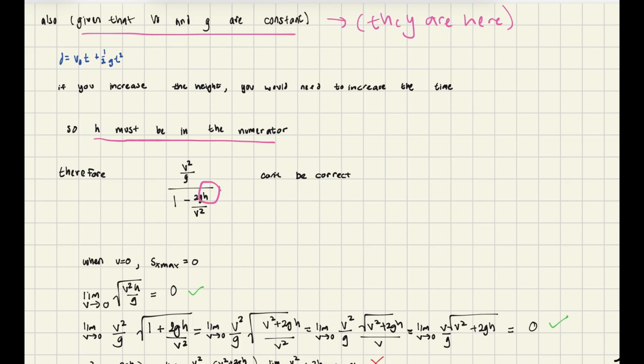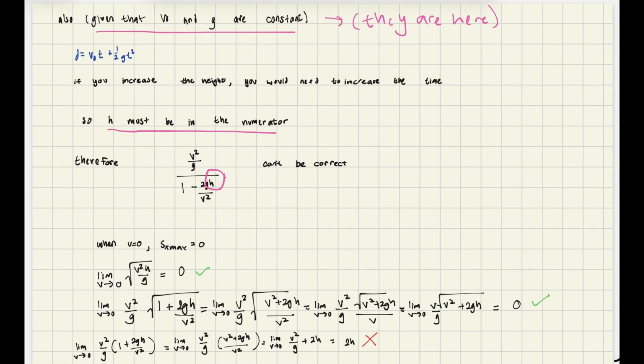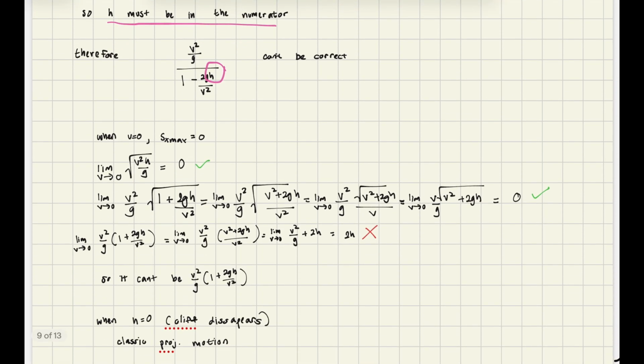We can also see that if the velocity is 0, then s of x max must also be 0, because all you'll have is a vertical change in motion, but you won't have anything horizontal to start with. So intuitively, you can't have any horizontal distance traveled no matter how much time you have. Now let's take the limit as v goes to 0 of the 3 that are left.